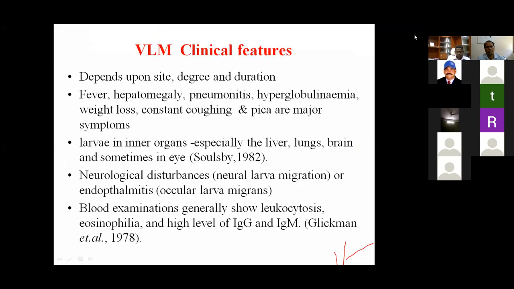So VLM clinical features depend upon the site, degree and duration, that is, how many larvae the individual has taken. Fever is common, hepatomegaly, pneumonitis, globulin level will increase, weight loss will be there, constant coughing, and pica are the major symptoms. Larvae are found in the inner organs, especially the liver, lungs, brain, and sometimes the eye. Neurological disturbances are also seen. Blood examination generally shows leukocytosis, eosinophilia, and high levels of immunoglobulin G and immunoglobulin M.